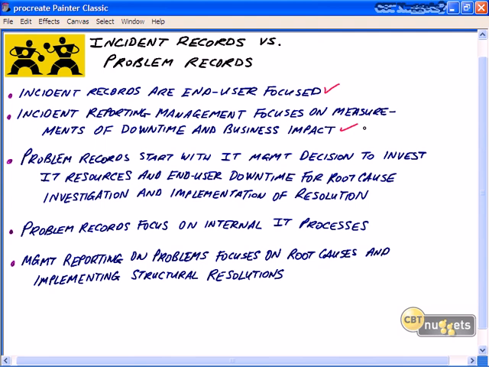They are management decisions to make investments of resources and the aspect of end-user downtime for root cause investigation. What is the root cause of the incidents, okay? And the implementation of a resolution. A problem record is going to focus on an IT internal process, where an incident record is going to focus on an end user. Management reporting on problems is going to focus on root causes and implementing structural or infrastructure resolutions. Hopefully those differentiations make sense to you, and we'll look at problems here in an upcoming Nugget movie.